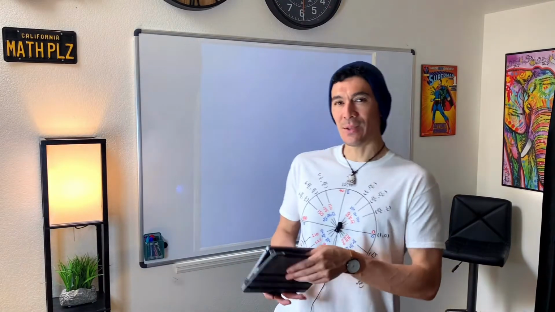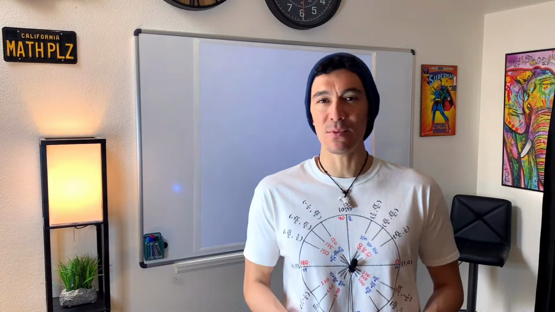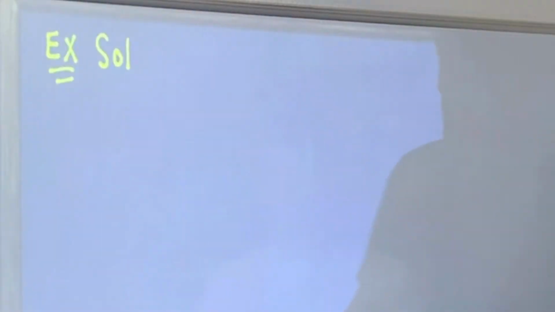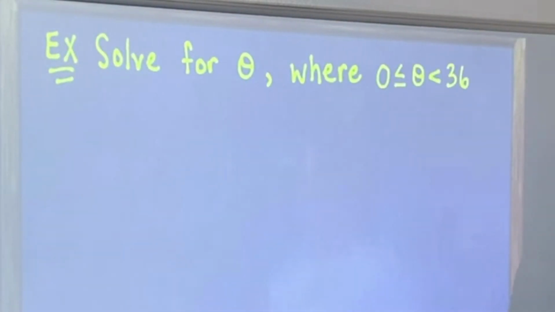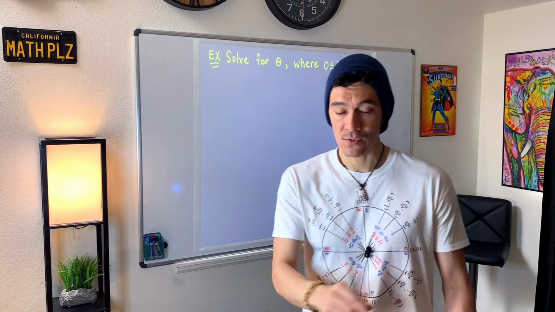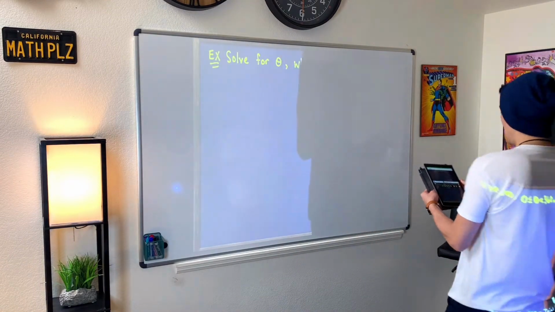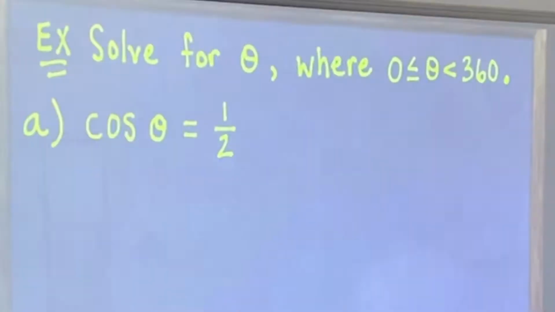Welcome back, students. Let's continue with more examples here today. Let's try this problem right here. Now we're going to do equations. So let's try a few problems here, starting with this one. Solve for theta, where theta is between 0 and 360.